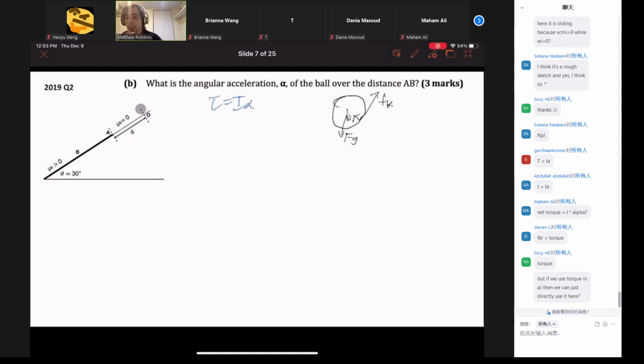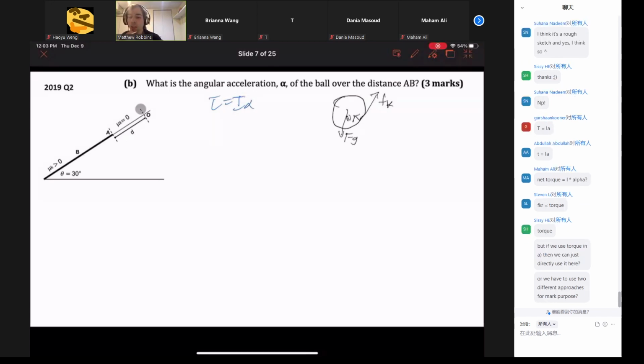I see a question in chat. If you use torque in part A, can you just directly use it here? When it comes to problems in physics, there are definitely going to be multiple different approaches. Sometimes you're able to do everything with torque. Sometimes you're able to do everything with forces. Sometimes you need to combine them, but you're still able to get the same answer. Regardless of which approach you use, if it's a valid approach, you'll get full marks, assuming the question didn't explicitly say, solve this using torques or solve this using energies.